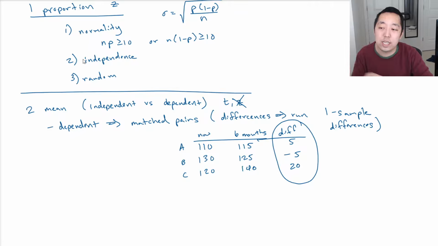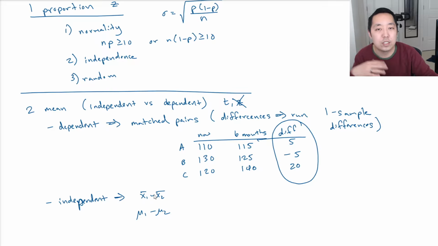But everything else is the same. Normality, independence, randomness. Those three conditions are about the same as the one sample. If they're independent, that's when you're looking at the difference between the two means. That means you're going to look at x1 bar minus x2 bar, and you're going to look at mu1 minus mu2, that kind of thing. You're going to run the difference of the sampling distributions, okay?